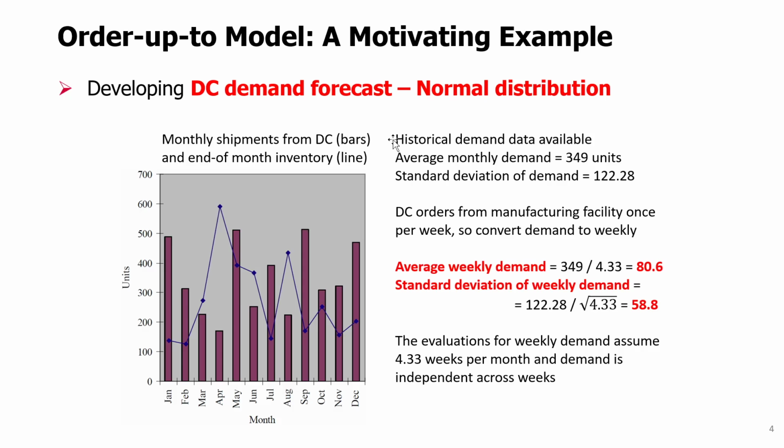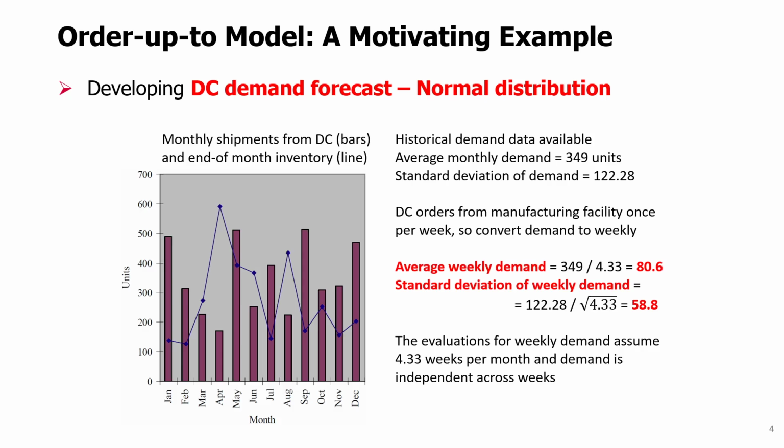And so if you do calculations on the actual data that's behind this chart, we will find out that the average monthly demand is 349 units. Remember, this is all the units sold across all territories, through about 500 sales representatives. And we can also find out that the standard deviation of this demand is 122.28.